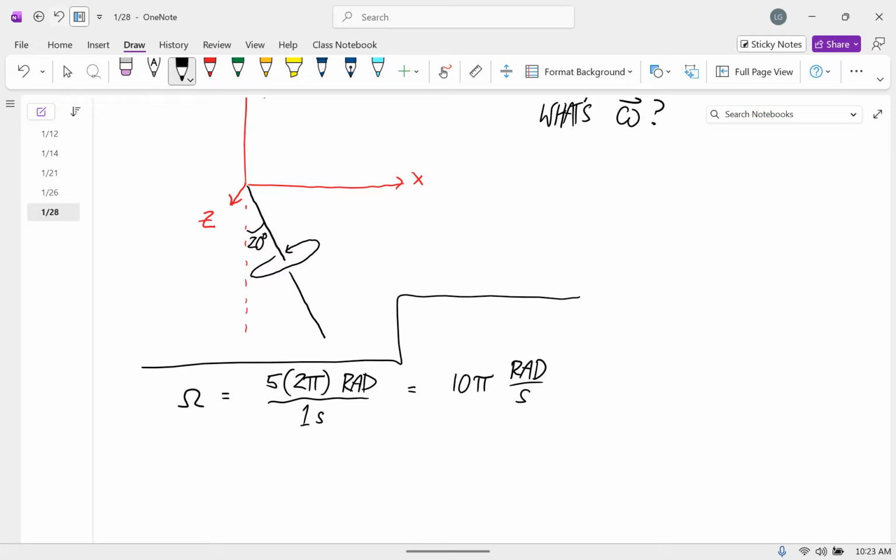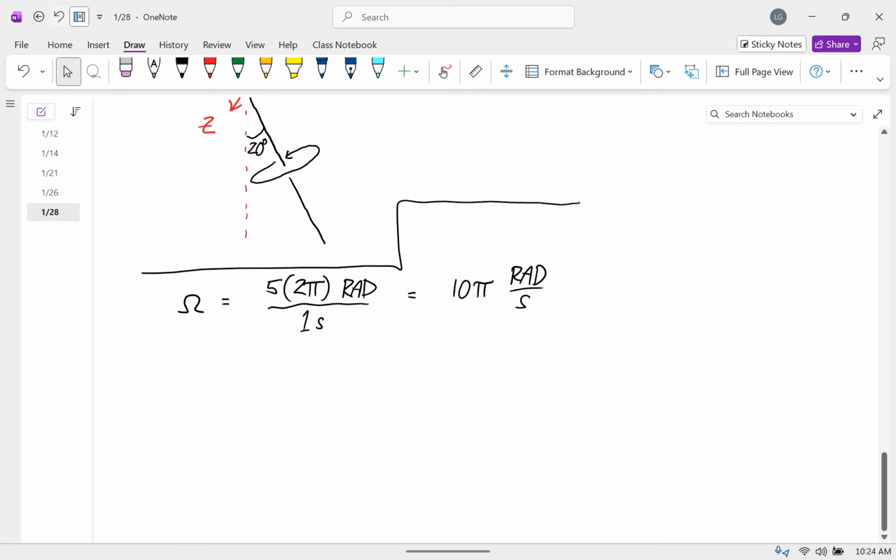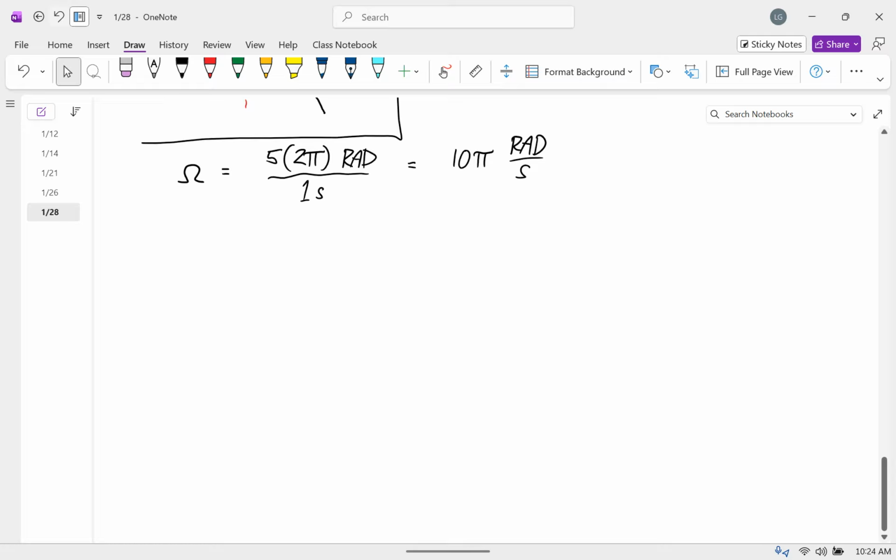And now we have to think about the direction. According to the right-hand rule, if I curl my fingers in the direction of that rotation, my thumb is pointing along this black line from bottom towards the top. And now we have to figure out a way to represent that. And we can do that as a unit vector. I mean, really, that's what we did before. The y-axis was a unit vector in the direction of the vector.